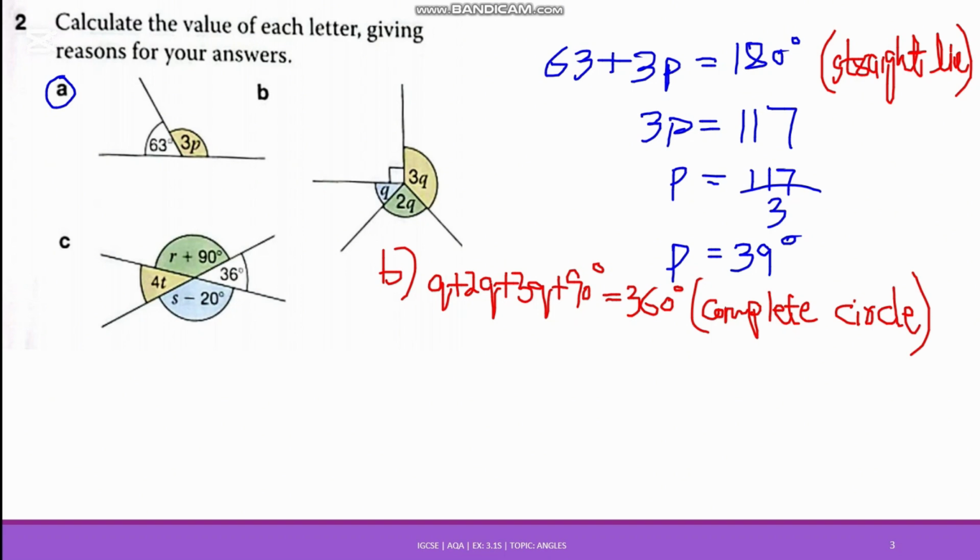Now let's proceed to question number 2, part C. If we see part C, we can see that 40 and 36 degrees are opposite angles, meaning vertical angles. So we can say that 40 will be equivalent to 36 degrees, and the reason behind it will be vertical angles.